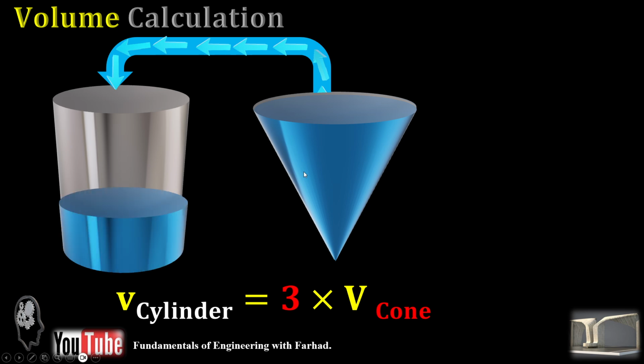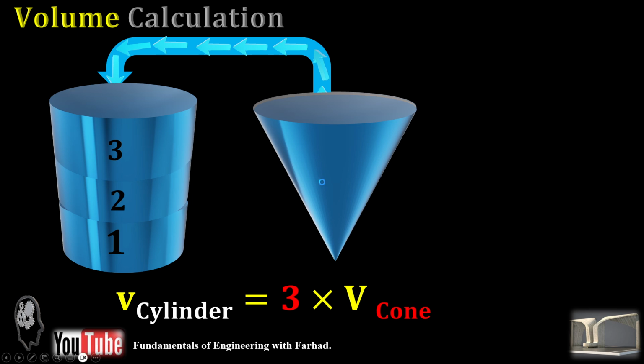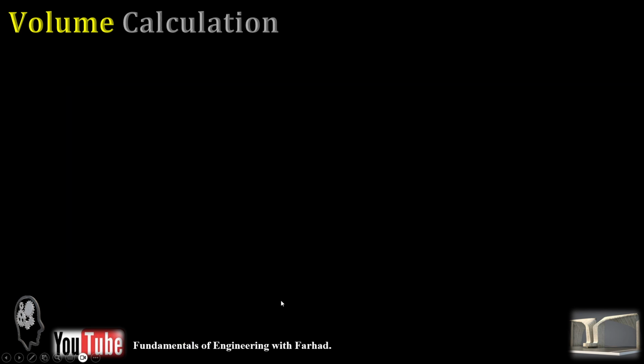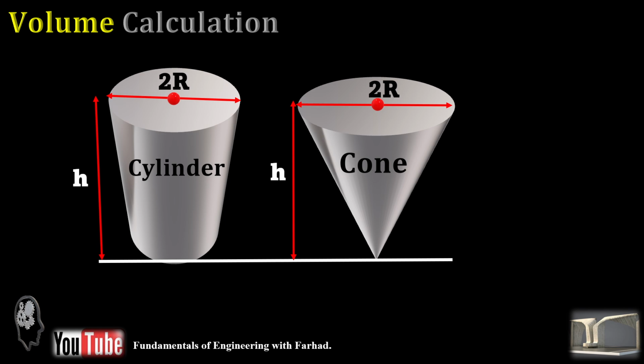Here we just want to show that the volume of a cylinder is 3 times the volume of a cone. So if we have a cone shape with the same dimensions as our cylinder, 3 of them is equal to the volume of our cylinder. We know how to calculate the volume of a cylinder, and that's nothing but the area of the base, which is the area of this circle, times the height of the cylinder.